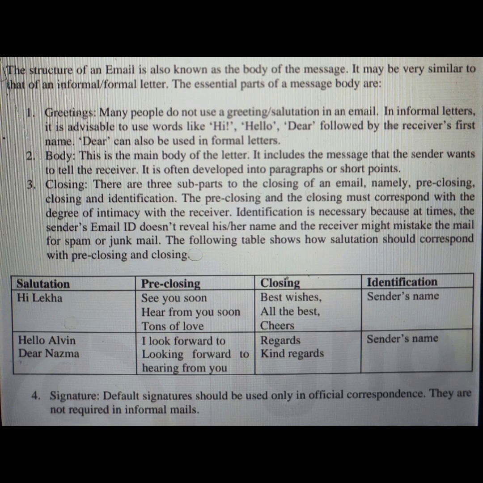The following table shows how salutation should correspond with pre-closing and closing. Salutation: Hi Lecker, Hello Alvin, Dear Nazma. Pre-closing: See you soon, hear from you soon, tons of love, I look forward to hearing from you. Closing: Best wishes, all the best, cheers, regards, kind regards. Identification: Sender's name. 4. Signature. Default signatures should be used only in official correspondence. They are not required in informal mails.